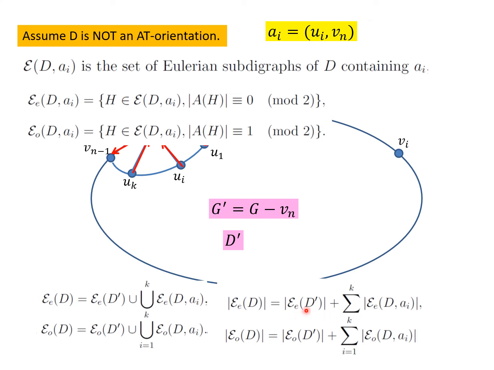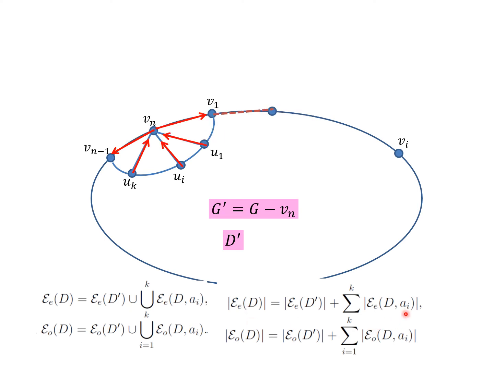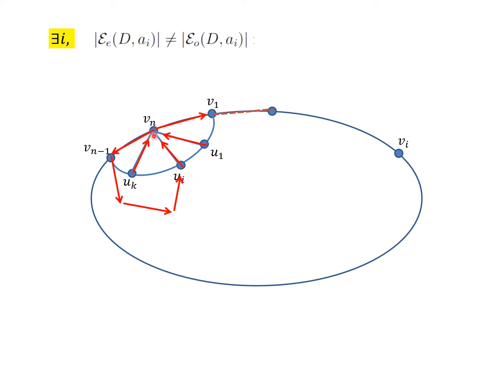Now we know that D prime is an Alon-Tarsi orientation. That's by assumption. That means these two numbers are different. Their difference is non-zero. And we assume that D is not an Alon-Tarsi orientation. That means these two numbers are the same. That implies for some of these AIs, the number of even Eulerian subdigraphs containing AI is different from the number of odd Eulerian subdigraphs containing AI. We choose one, fix one. So this is the one.